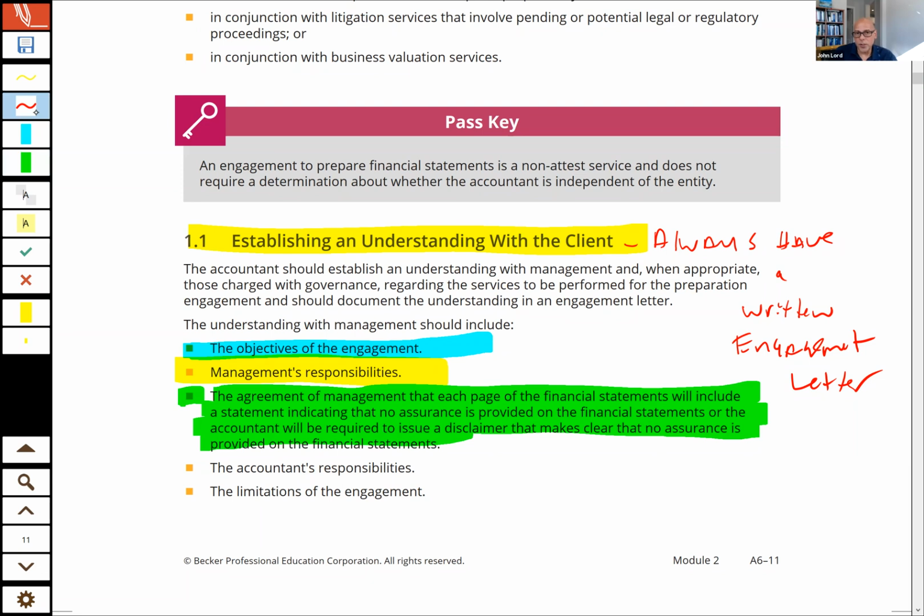In other words, you're going to start generating a report. Now you're heading towards a compilation if they don't put on each page of the financial statements no assurance. So each page of the financial statements needs to say no assurance. Flashcard that, because that's unique to a preparation versus what we see in an engagement letter, say for an audit or the other engagements.